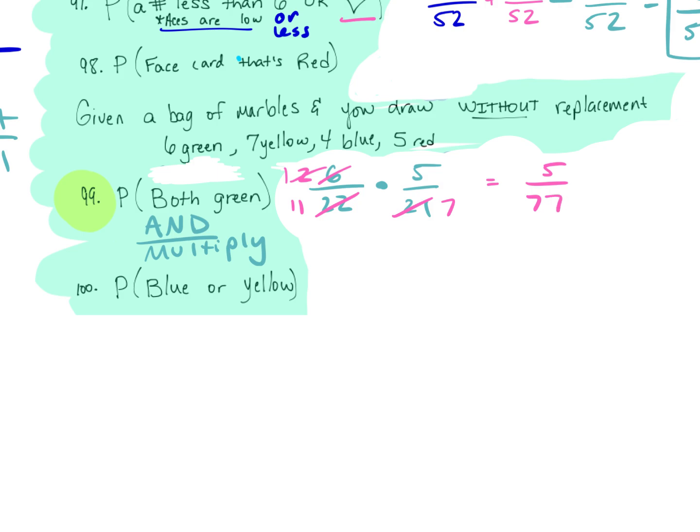Now remember, with probability, it could be a fraction, it could be a decimal. So just look at your answer choices. You might have to divide this to find the decimal version to match your answer.